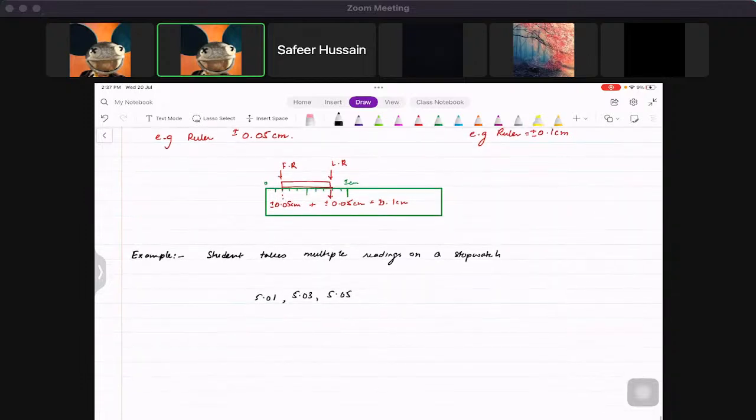So the first thing you will always do is to find the mean value. When you find the mean value, it is pretty easy. What you do is you add them up and then you divide them by the number of readings itself. So when you do that, your answer will be 5.03 seconds.